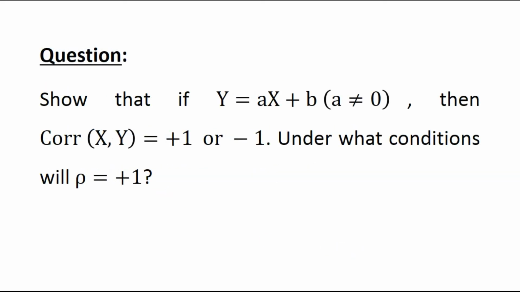Next question. Show that if y equals ax plus b where a is not equal to 0, then correlation between x and y equals +1 or -1. Under what conditions will correlation coefficient equal +1? Okay, so let's see its solution.